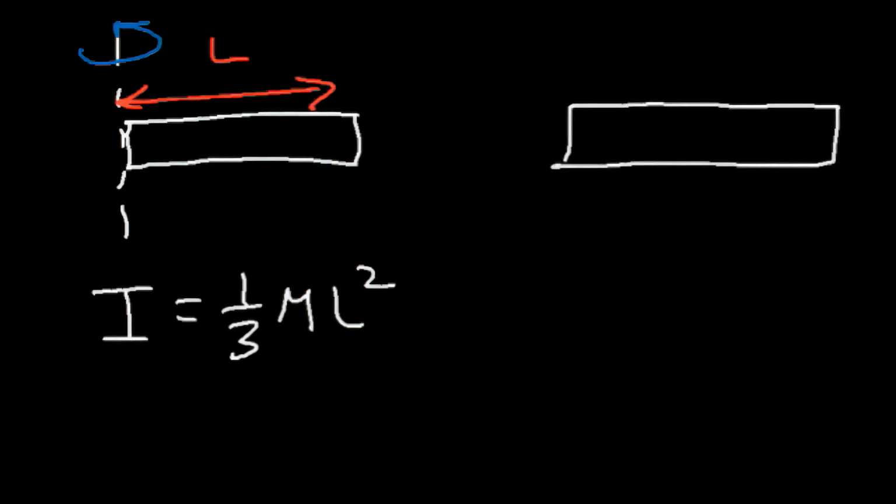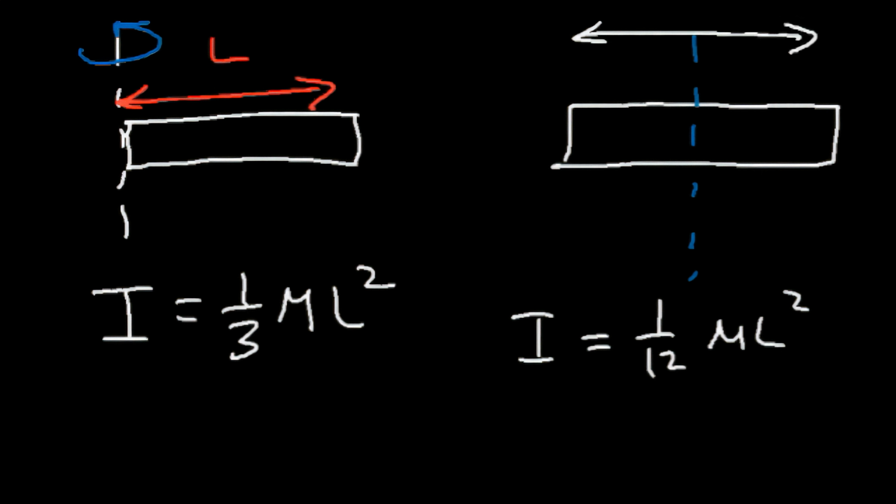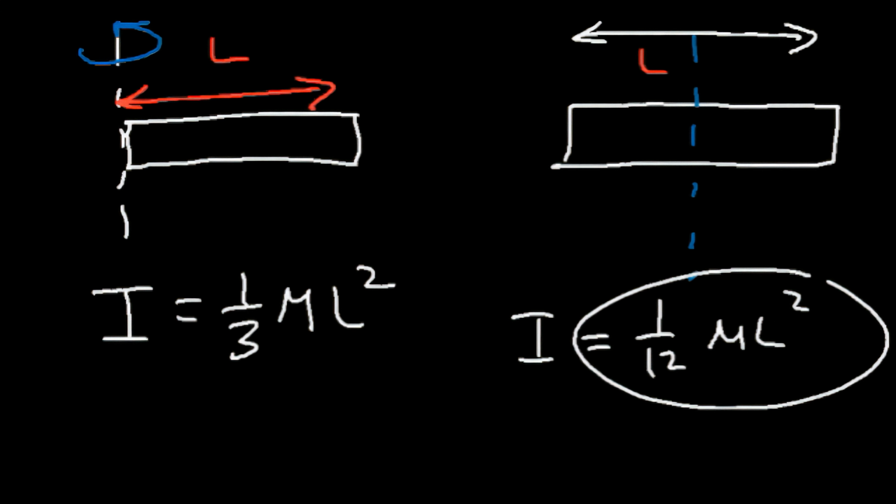Now let's say the axis was through the center of the bar. The inertia is significantly less. It's 1/12 ml squared, where L is the total length of the bar. As you can see, the inertia is significantly less if the axis of rotation is closer to the center of mass. If the center of mass is further away from the axis of rotation, the inertia is greater. 1/3 is larger than 1/12.